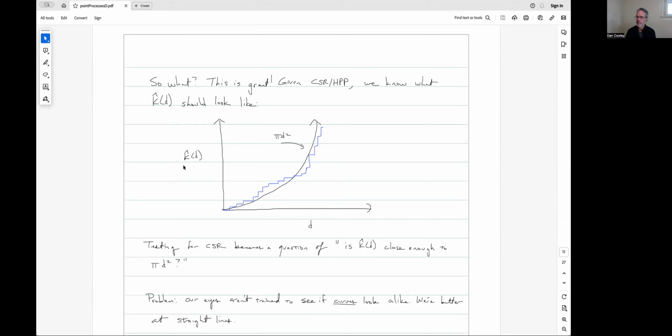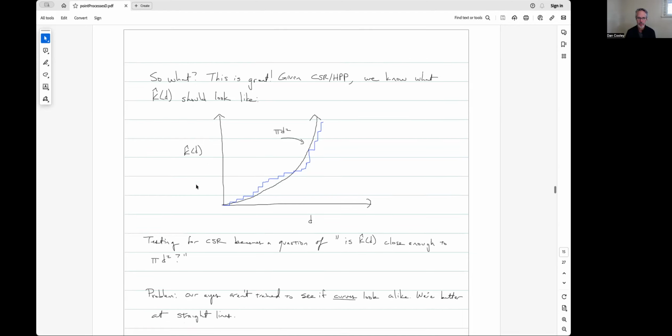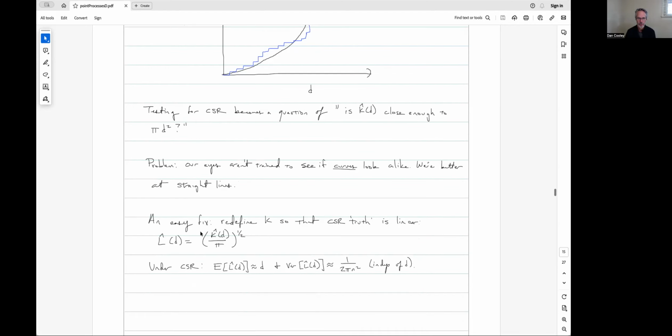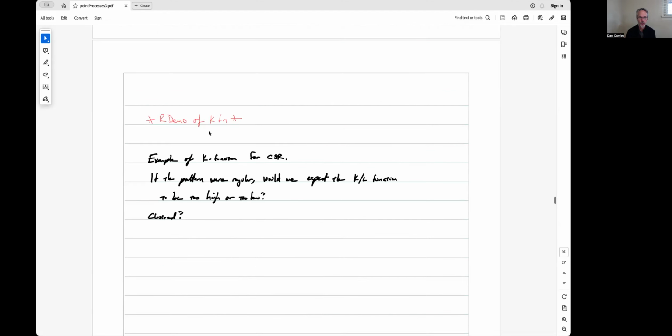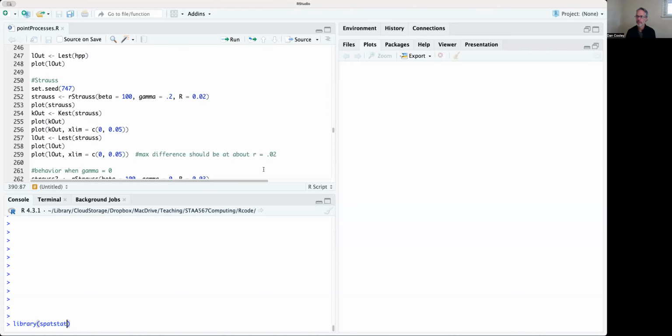So to make things easier on our eyes, we do a transformation of the K function to create the L function, and then under complete spatial randomness, the L function should approximately follow the 45-degree line. So we jumped to R, and we ran some K functions of various processes.